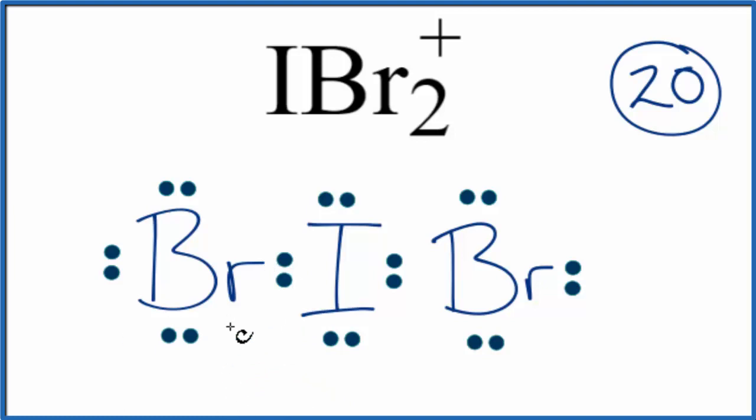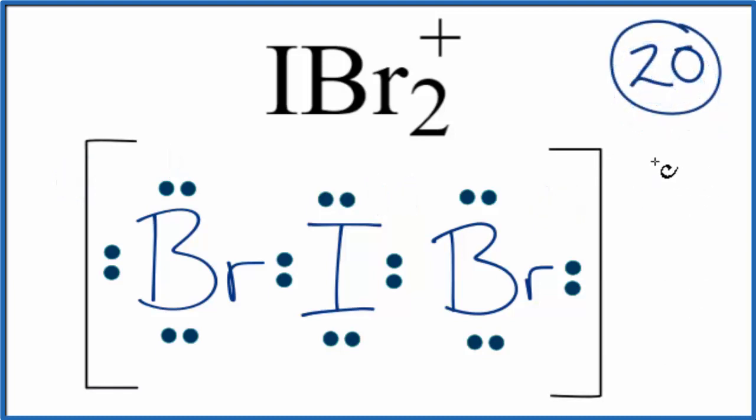If we check the formal charges, we'll find that each bromine has a formal charge of 0, and that central iodine atom has a formal charge of 1 plus, which makes sense. It's less electronegative, so it should have that positive formal charge. And the formal charge matches the charge on the ion. So this is a good Lewis structure. Since we do have an ion, let's put brackets around this, and then we'll put a positive sign out here. So this is our Lewis structure for IBr2 plus.